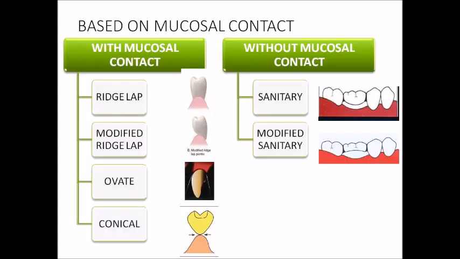Based on mucosal contact, the pontics are broadly classified into two: pontics with mucosal contact and pontics without mucosal contact. The ones with mucosal contact are the ridge lap pontic, modified ridge lap pontic, ovate pontic, and conical pontic. Pontics without any mucosal contact are the sanitary pontic and modified sanitary pontic.